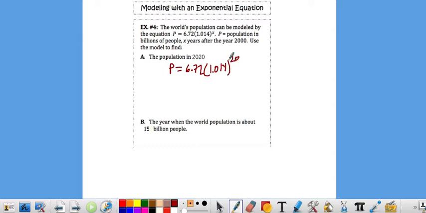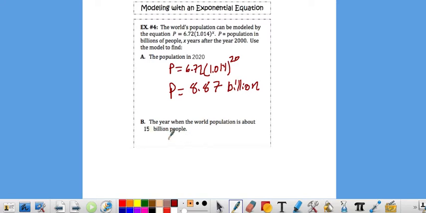Let's see what we get here, 6.72 times 1.014 to the power of 20. Population, 8.87 billion. Now that seems a little high, obviously. And this model was 20 years old, and obviously there's things that have to do with the population that just don't allow it to increase at that high of a rate over time. But just for the sake of argument, let's just have some fun with this.